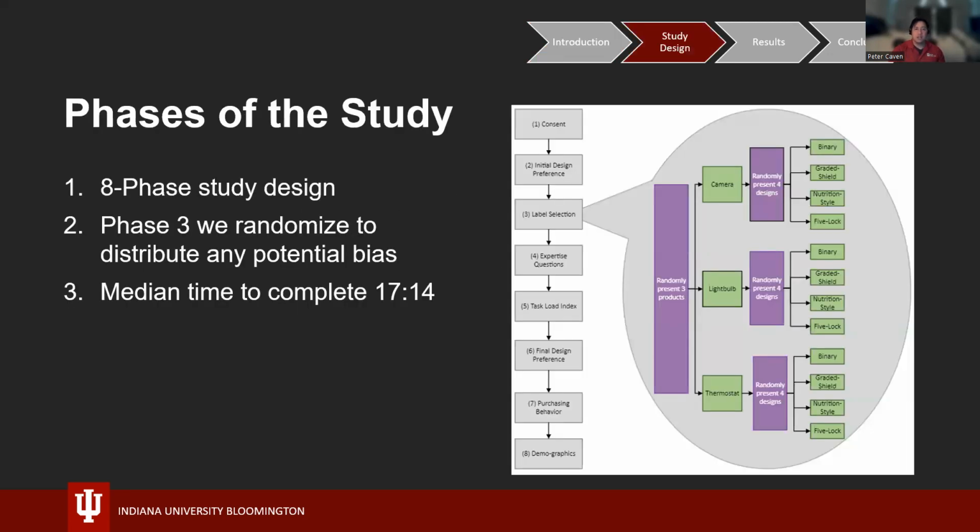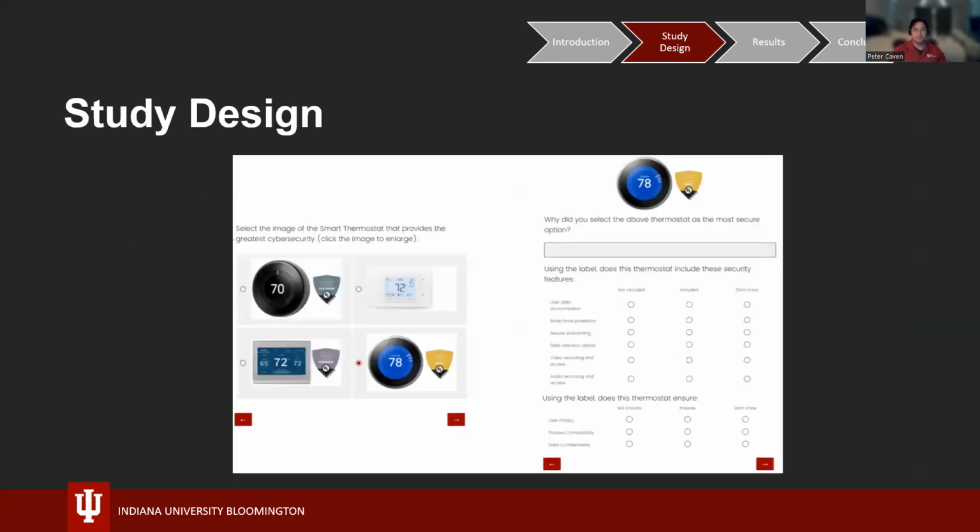So our study was conducted online and asynchronously. Participants were not given any extra information or instructions about the labels. Its goal was to replicate real-world usage and better assess how labels would be used in the wild. In total, there were 8 distinct phases to this study, and the median time to complete was about 17 minutes.